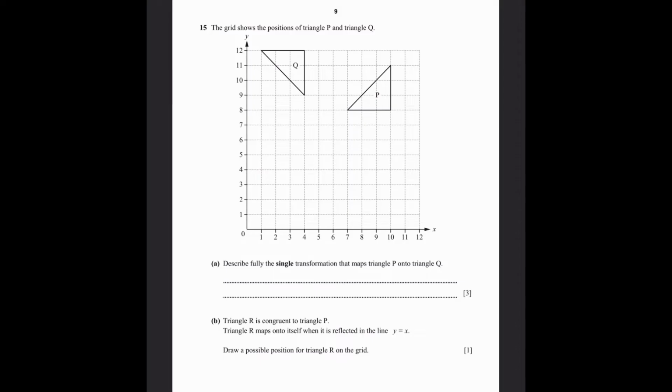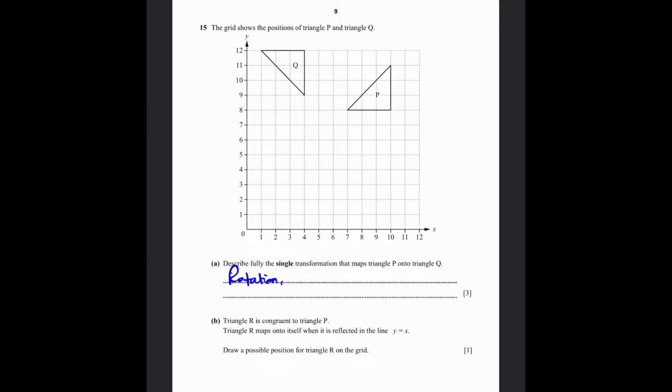Question 15. The grid shows the positions of triangle P and triangle Q. A. Describe fully the single transformation that maps triangle P onto triangle Q. We can see that triangles P and Q have different orientations. Therefore, we clearly know that this is a rotation.